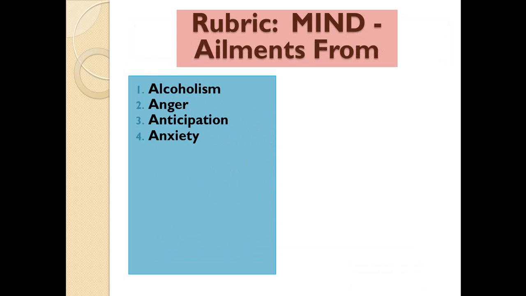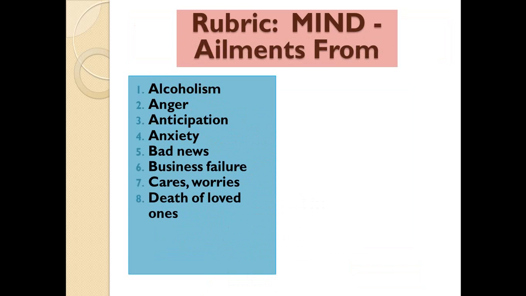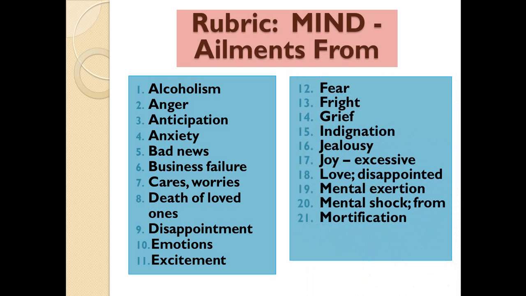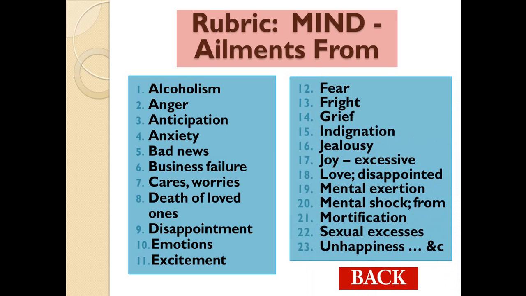Rubrics of mind, ailments from, these are all taken from RADAR: alcoholism, anger, anticipation, anxiety, bad news, business failure, cares, worries, death of loved ones, disappointment, emotions, excitement, then fear, fright, grief, indignation, jealousy, joy, love, mental exertion, mental shock, mortification, sexual excesses, unhappiness, etc. Mortification means something with anger, suppressed anger. So that is fear, anger, suppression.